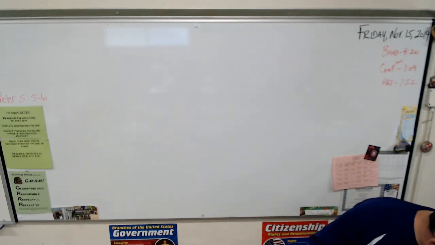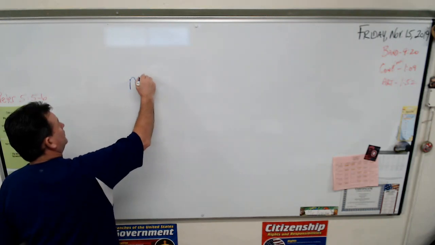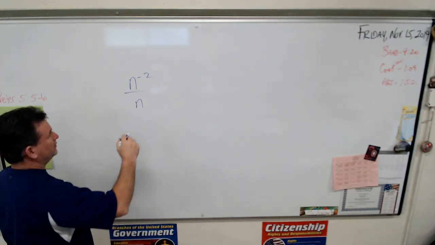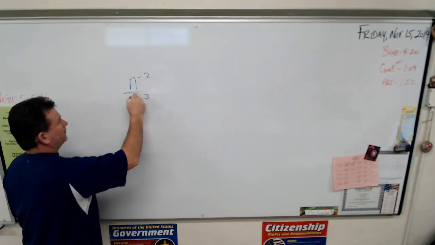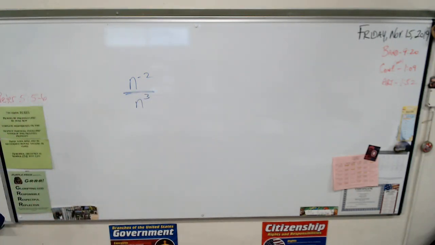We got n to the negative 2 divided by, is it n to the third? Yeah. Okay. This fraction bar is a division sign. So it's negative 2 minus 3. Negative 2 minus 3. Listen, here's my go-to.